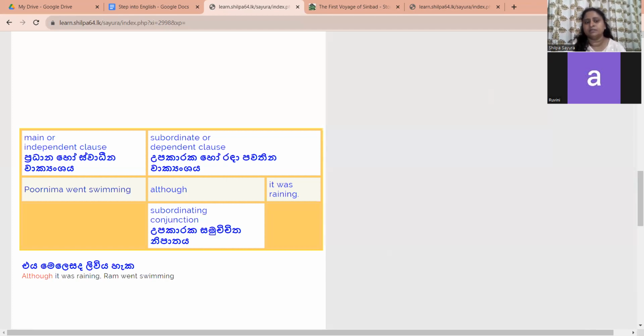Main sentence. Subordinate, or dependent clause: although it was cold. Right? Then: Purnima went swimming although it was raining. So here you see although it was raining, Ram went swimming.